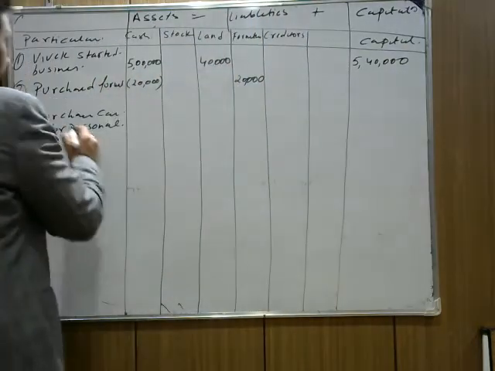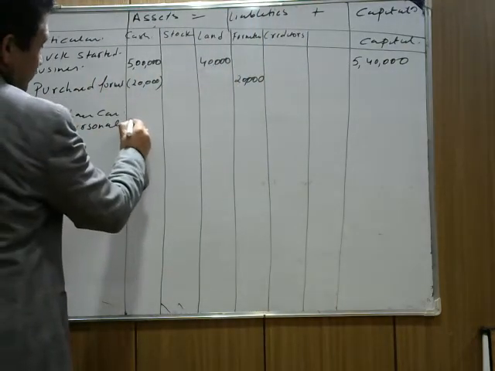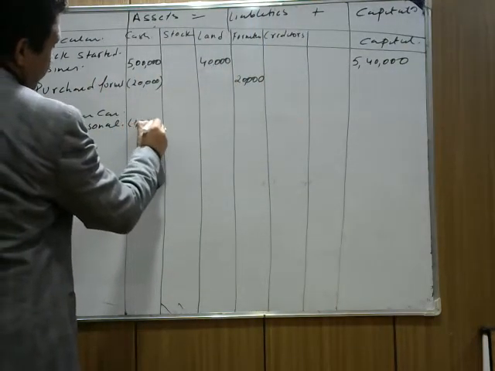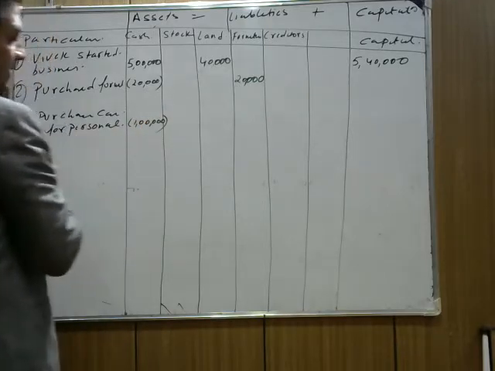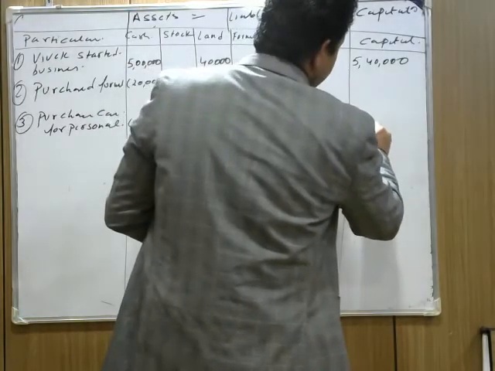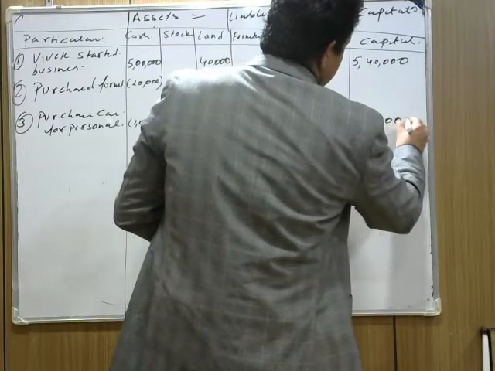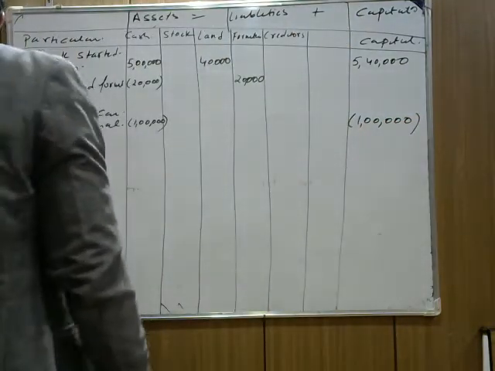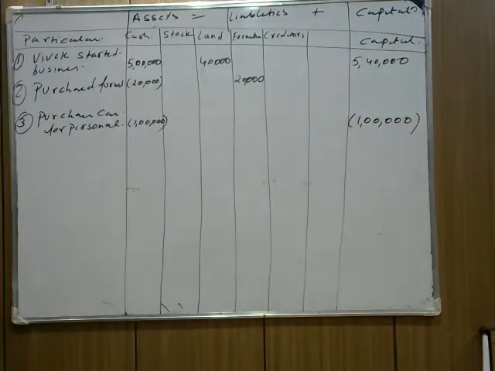So how do we write it? Any car you purchase for personal use, your 1 lakh will decrease from cash like this, and 1 lakh will decrease from capital because it's a drawing, and drawing decreases the capital.